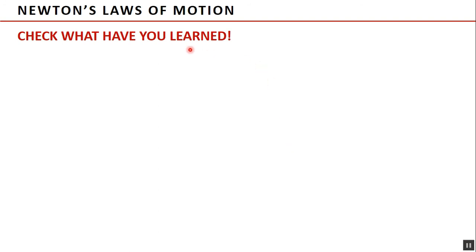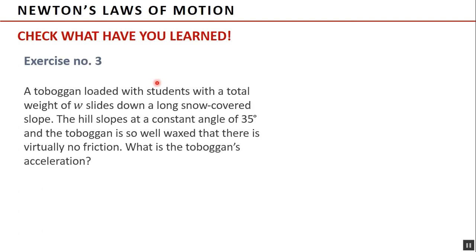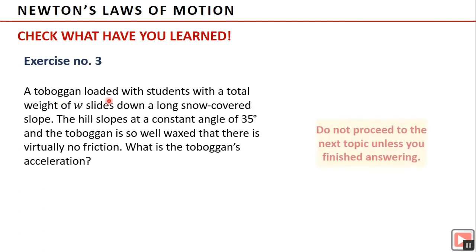Alright, now it's your turn. Let us see again what you have learned. Exercise number 3. A toboggan loaded with students with a total weight of W slides down a long snow-covered slope. The hill slopes at a constant angle of 35 degrees, and the toboggan is so well waxed that there is virtually no friction. What is the toboggan's acceleration?